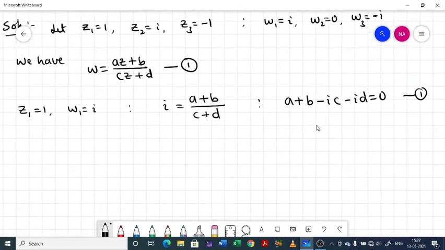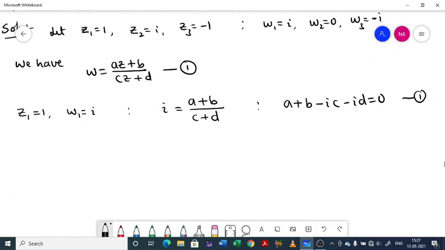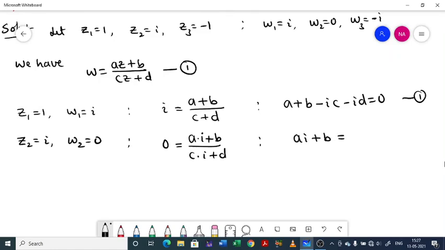Next, point 2. So Z2 is i and W2 is 0. From this we get 0 equal to (A into i plus B) divided by (C into i plus D). Again cross multiplying and collecting terms to one side, we get Ai plus B equal to 0. That is equation 2.